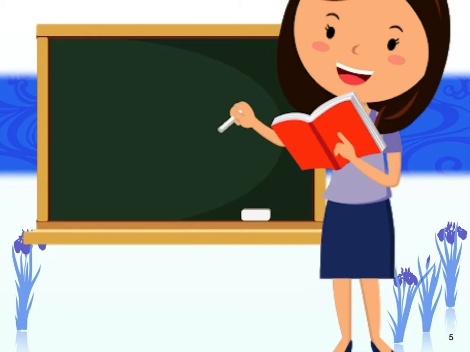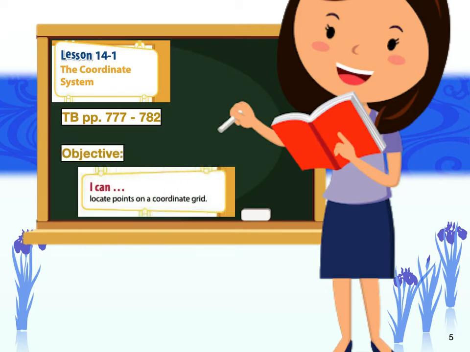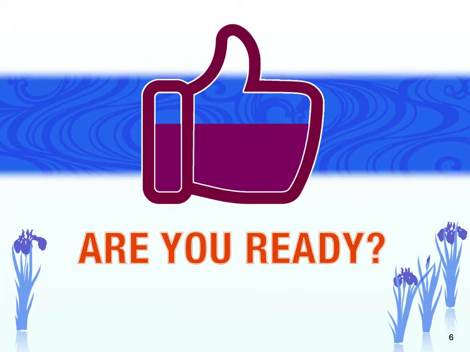Our lesson for today is lesson 14-1, the coordinate system. Textbook pages 777 until 782. Our objective is to locate points on a coordinate grid. Are you ready? Let us start our lesson by watching this very informative video.